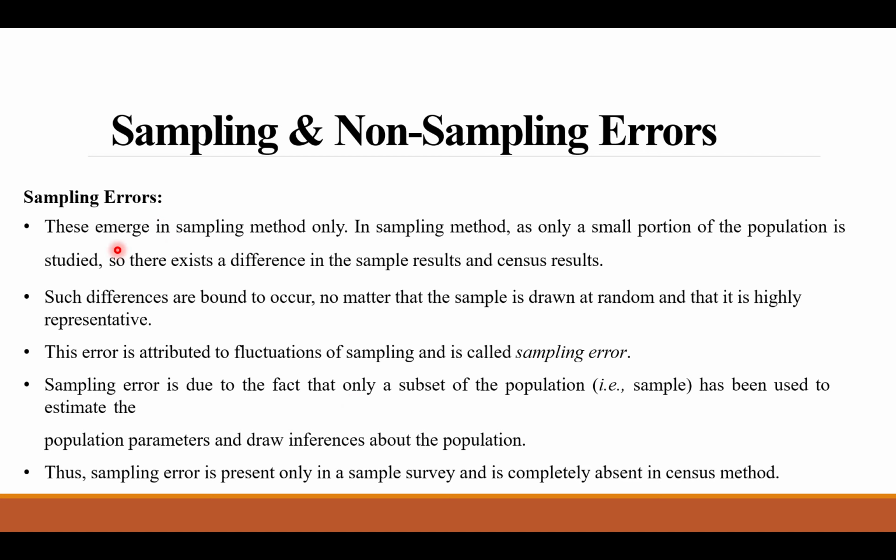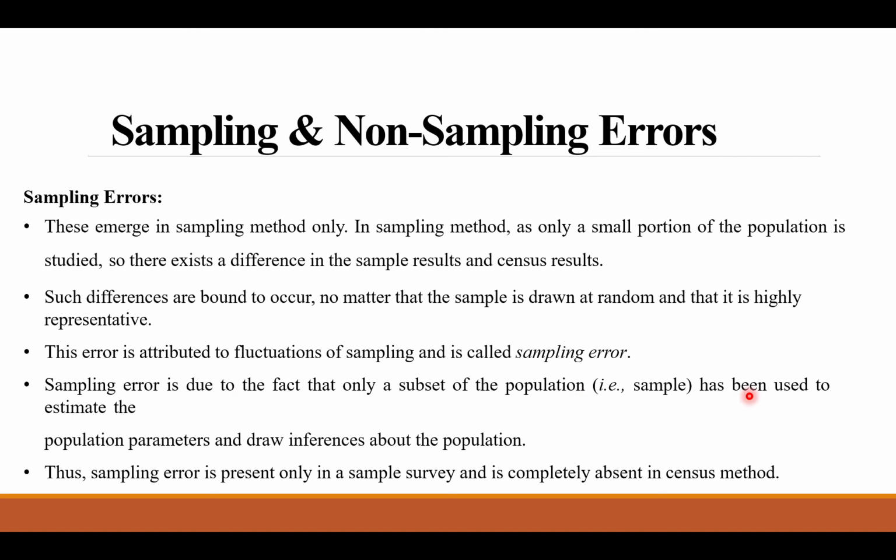So there are two types of error: sampling and non-sampling error. The sampling error emerges in the sampling method only. In the sampling method, as only a small portion of the population is studied, there exists a difference between the sample result and the census result. Such differences are bound to occur no matter whether the sample is drawn at random or is highly representative. This error is attributed to fluctuations of sampling and is called sampling error.